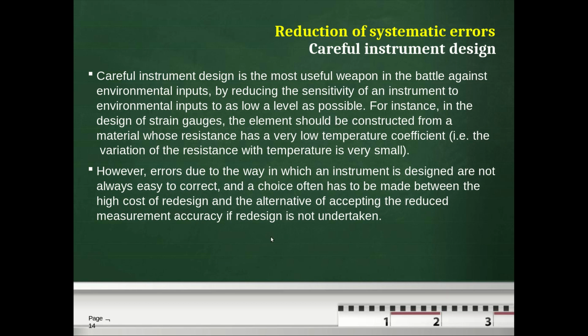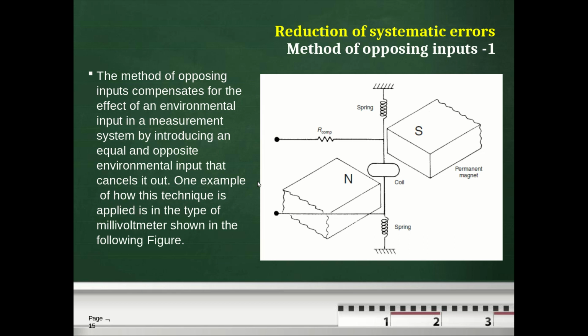So there is a trade-off between the high cost and accepting the reduced measurement accuracy. Okay, another method is the method of opposing the inputs. So I measure the environment input, and I make some opposite measurements. It's like you subtract the environment inputs using something that reduces it.